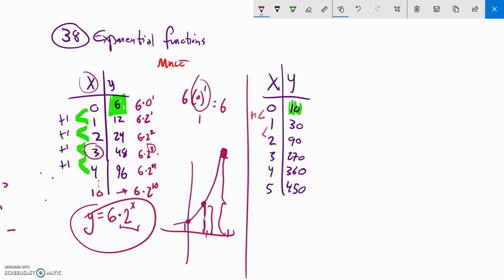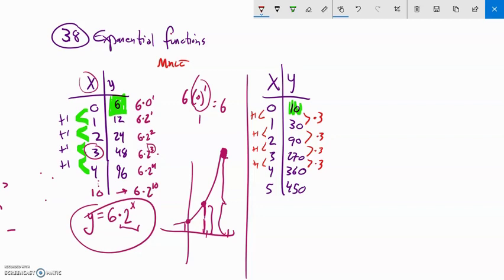This is adding 1 each time. So good, straightforward. This, it's not changing by addition, right? Because that's plus 20, that's plus 60. Nope. But it is changing by multiplication. It looks like it's times three each time.